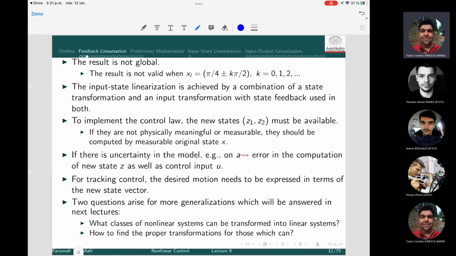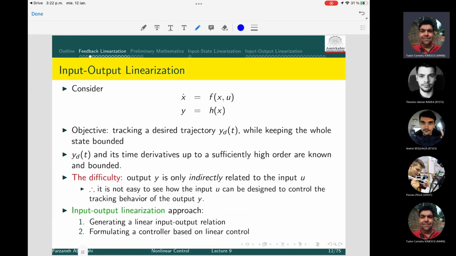Good. So the last questions we were discussing were what classes of nonlinear systems we can apply this type of coordinate transformations to achieve feedback linearization, and how can we compute the transformations. This is another important question because you need to compute these coordinate transformations.